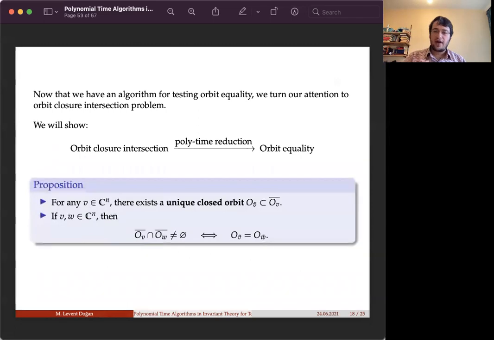This follows by a well-known fact from geometric invariant theory: every orbit closure contains a distinguished orbit, namely there is a unique closed orbit inside every orbit closure. This property of the unique closed orbit means that two orbit closures intersect if and only if these two unique orbits coincide. So this gives a reduction: instead of orbit closure intersection, decide if these two unique closed orbits are the same. If we can compute this unique closed orbit in polynomial time, this would give me a polynomial time reduction.